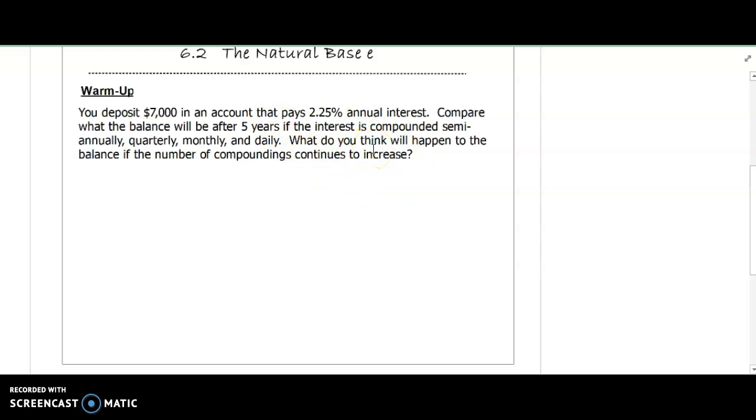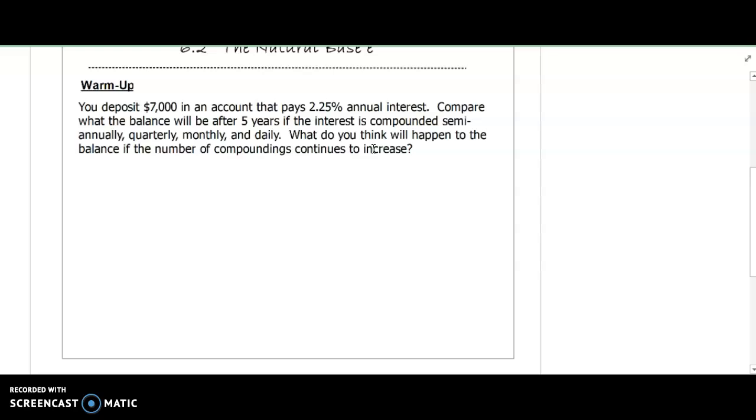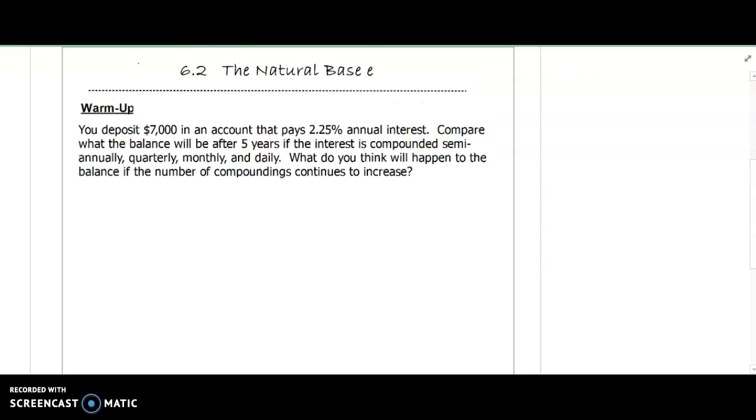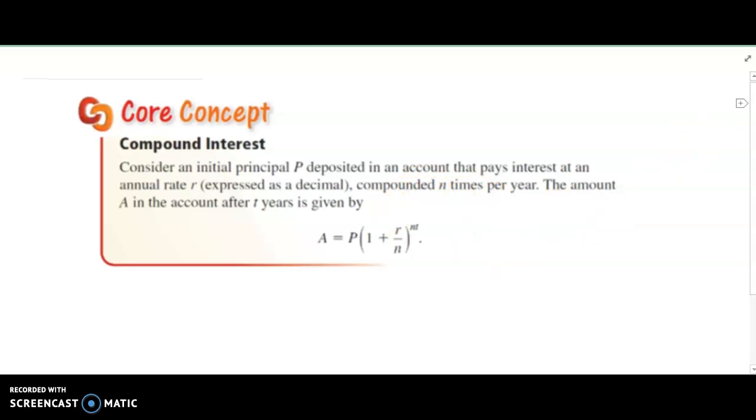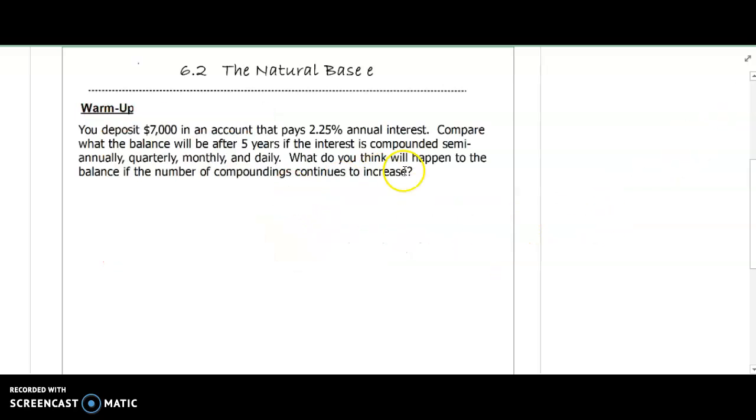This goes back to section 6.1 in the compound interest formula. Now, if you don't remember that, go back in your notes. Here it is. Okay, you have it, we've done it, but go ahead and do this. And in this example, we want to know how much money we'll have if it was compounded semi-annually, quarterly, monthly, and daily. So you should have 4 different amounts when you're said and done. So go ahead, pause this, do that, and then we'll come back to it.